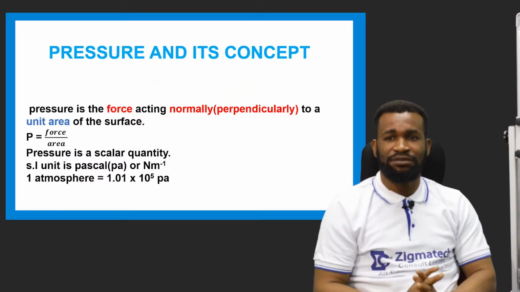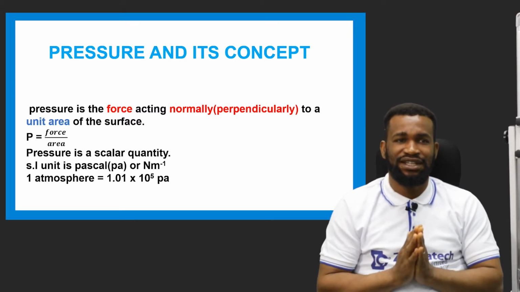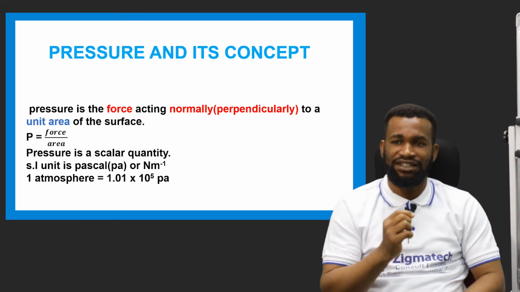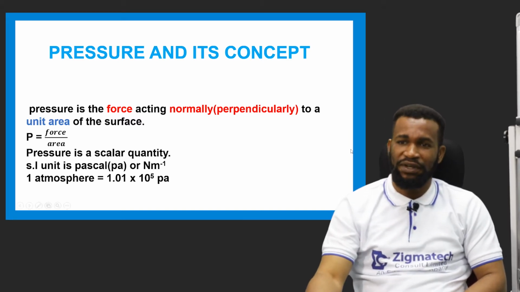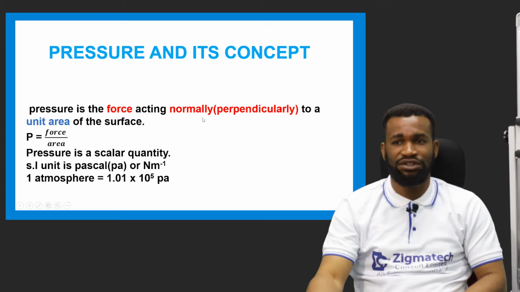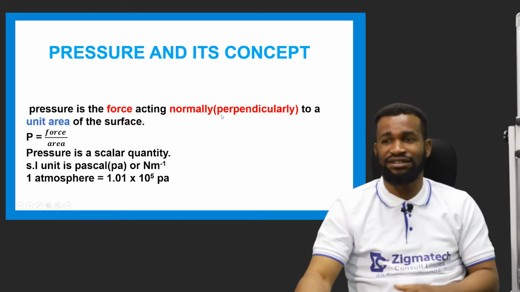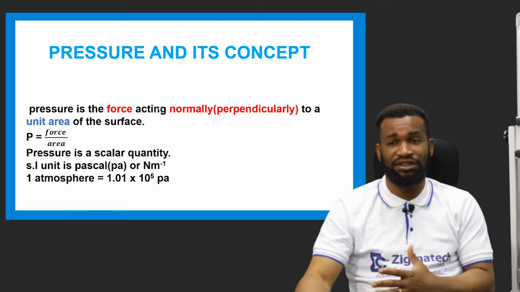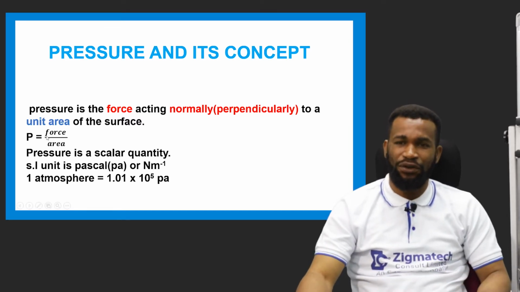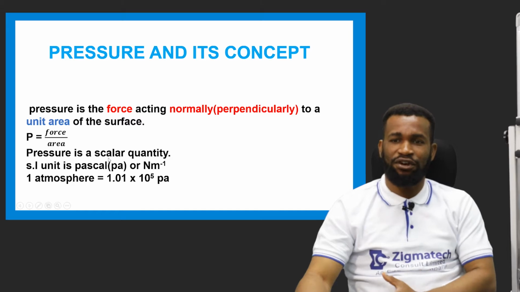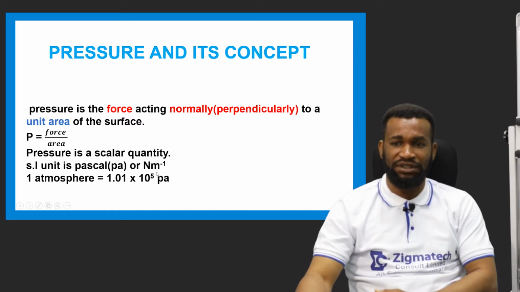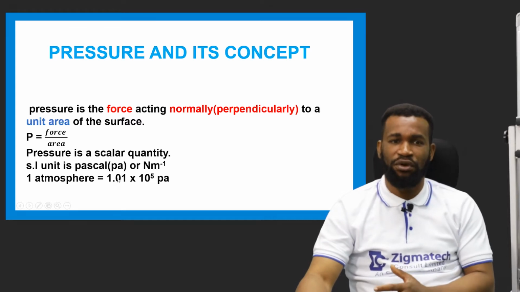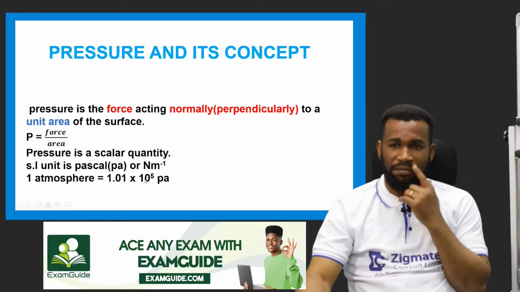Now, the pressure and its concept. Pressure is a force per unit area, or you say that pressure is a force acting perpendicularly, and that is why I highlighted that word, perpendicular. That means acting at an angle of 90 degrees to a unit area, especially when we talk about solid pressure. According to the relation, pressure is force per unit area. The SI unit of pressure is Pascal or Newton per meter squared. It can also be measured in atmosphere, such that 1 atmosphere is 1.01 times 10 raised to the power 5 Pascal.